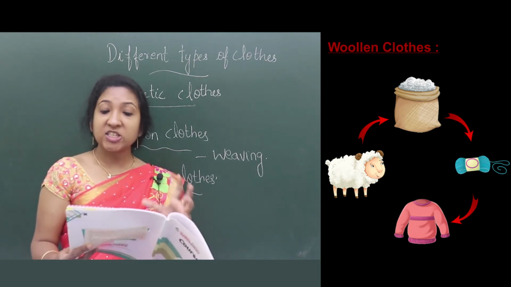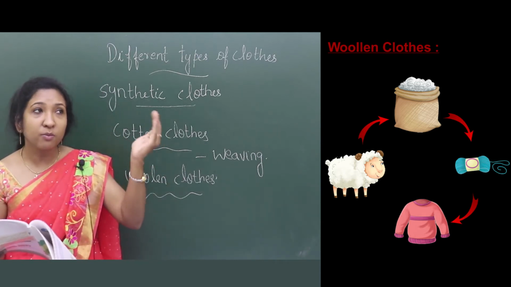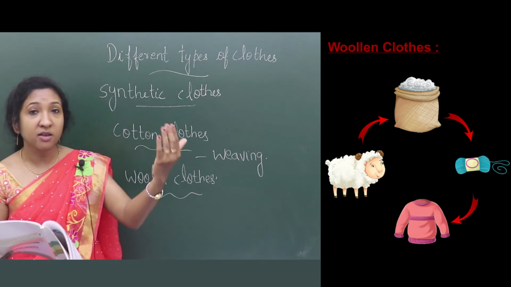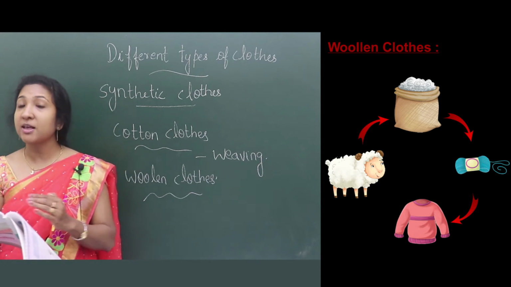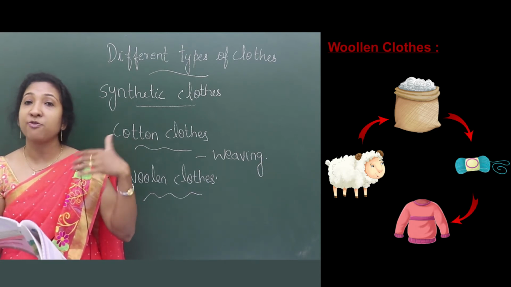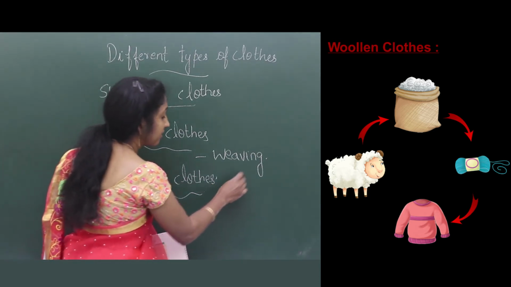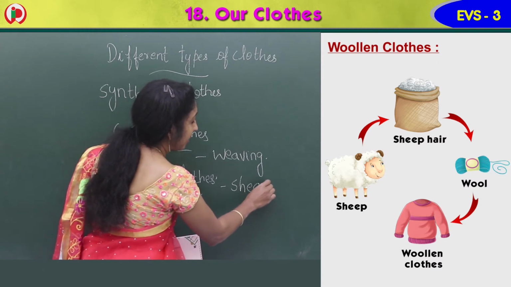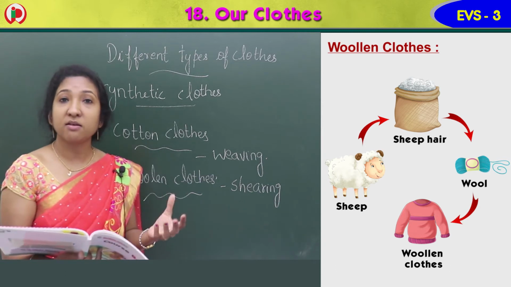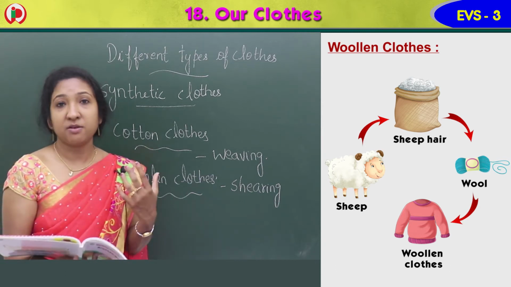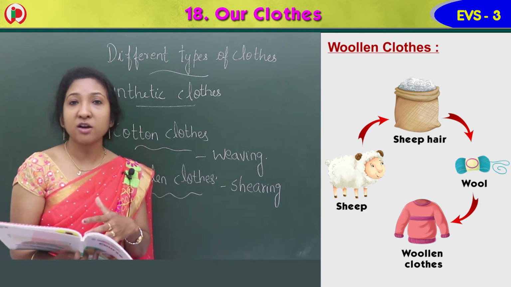At first, sheep hair is removed. We need wool to make woolen clothes, so people remove the hair of the sheep from its body. This process of removing hair of sheep from its body is called shearing. So shearing means removing hair of sheep from its body. To make woolen clothes, we need wool.